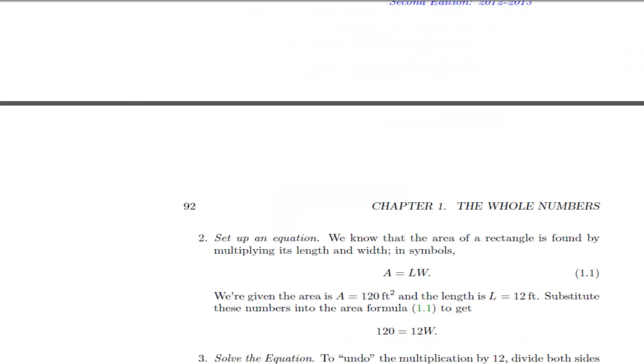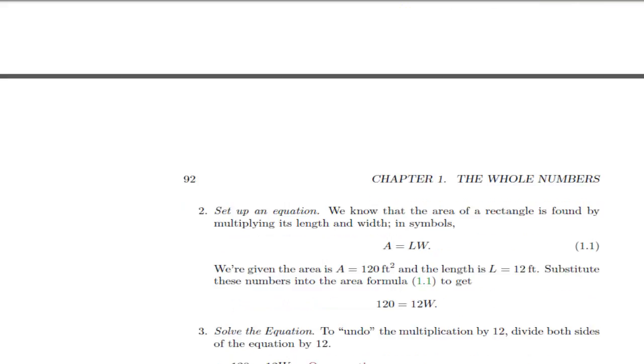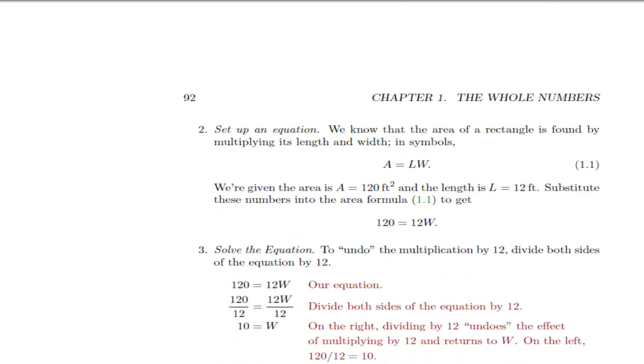Set up an equation. We know that the area of a rectangle is found by multiplying its length and width. In symbols, area equals length times width. We are given the area is 120 feet squared, and the length is 12 feet. Substitute these numbers into the area formula to get area, or 120, equals length of 12 times the width, W.